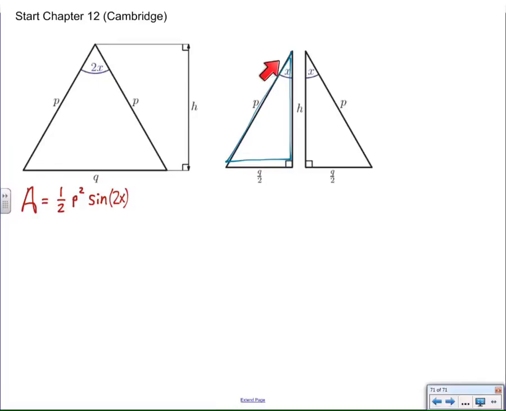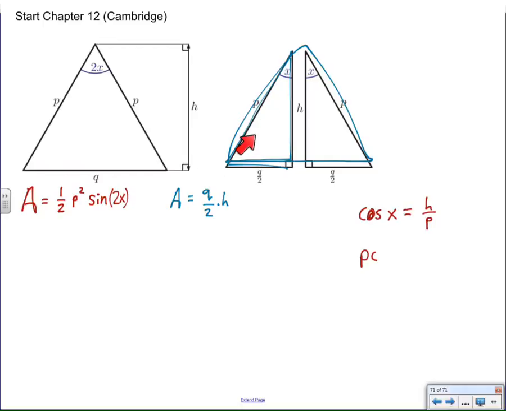So what I can do now is involve sines and cosines of x instead of 2x and see where it takes me. First of all, let's accept the fact that the area of the larger triangle is in fact half base times height. The base is q, so half of q times the height equals the area of this triangle. We already know this. But now I can observe from this picture that the cosine of x is actually h over p. So here's h, here's p, and here's x. The cosine of x is h over p because it's a right triangle. Therefore, p times the cosine of x is h.